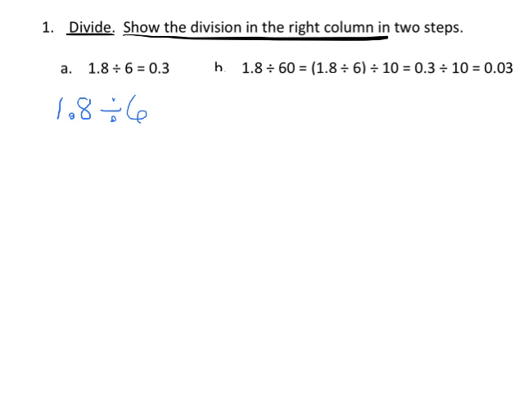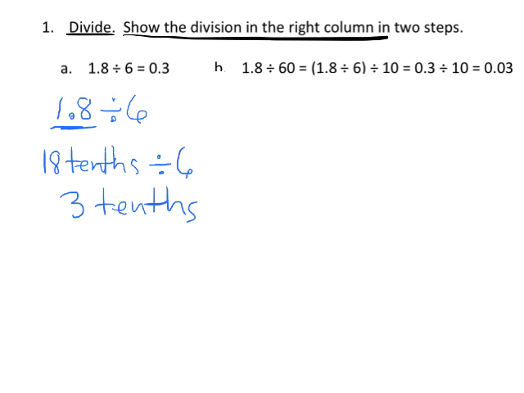Well, we know that 1 itself, in the way we're going to think about it, cannot be divided into 6 separate groups. So we go to the next place value and look at it in its entirety, 18, and we think of this as 18 tenths. Now 18 tenths can be divided into 6 separate groups, and that equals 3 tenths. So we know that 1.8 divided by 6 is equal to 0.3, or 3 tenths. So that's where we get the answer 0.3.